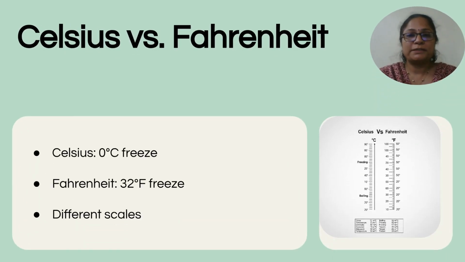The two most common temperature scales are Celsius and Fahrenheit. Celsius is widely used in most of the world, with 0 degrees as the freezing point of water. Fahrenheit, primarily used in the United States, sets water's freezing point at 32 degrees.